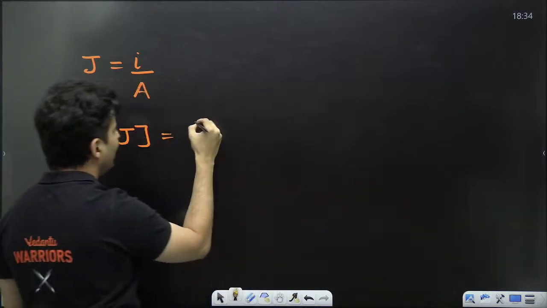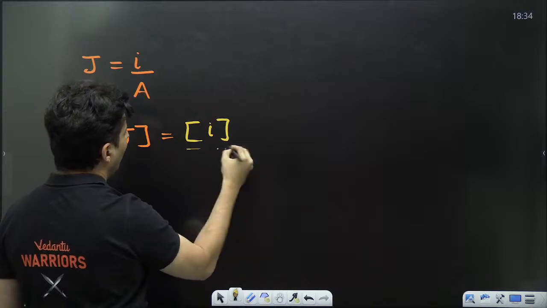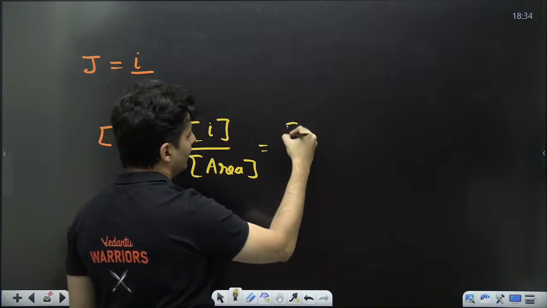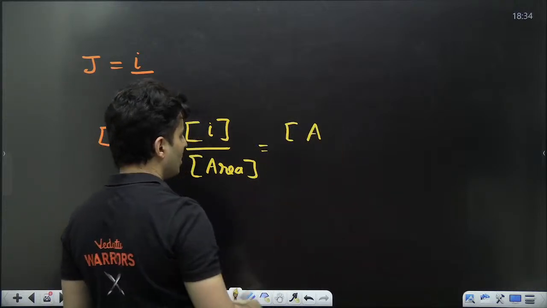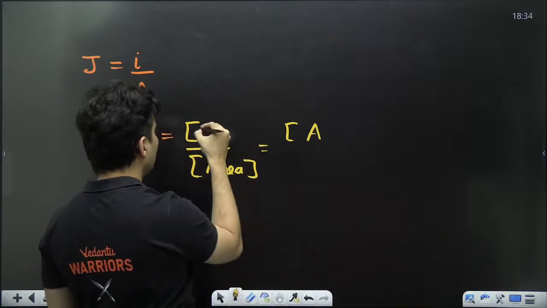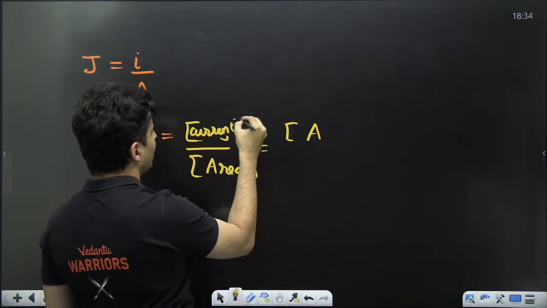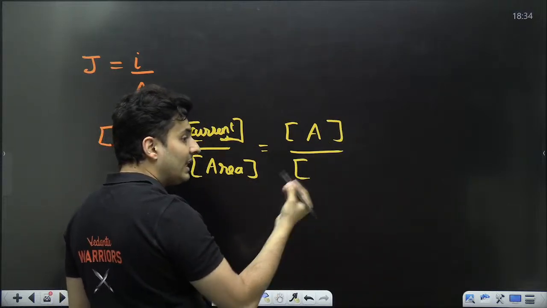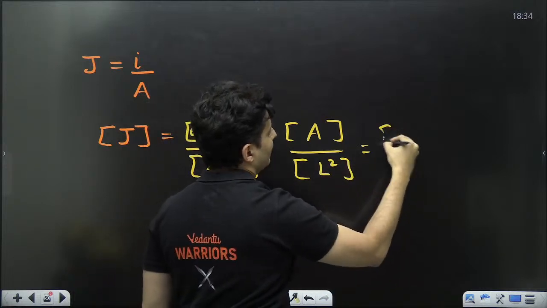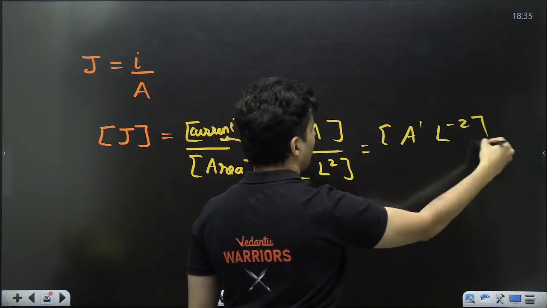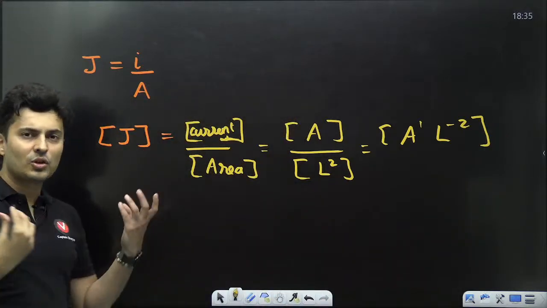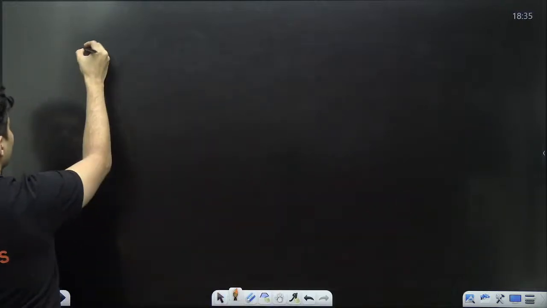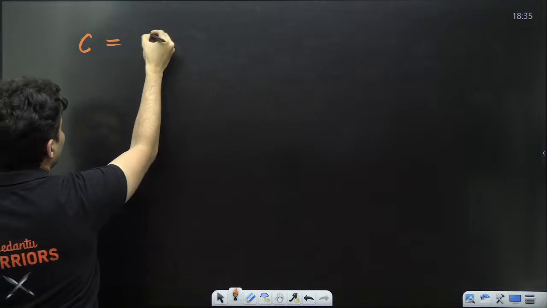What will you do? It is the dimension of current upon dimension of area. Symbolically, dimension of current is A, and dimension of area is length square, so this is L square. So this is A raised to 1, L raised to minus 2. As simple as that.